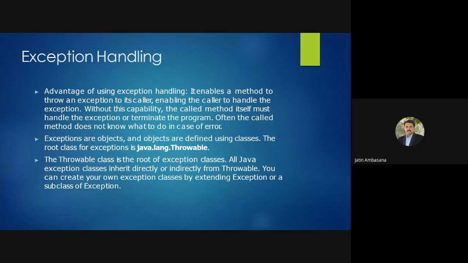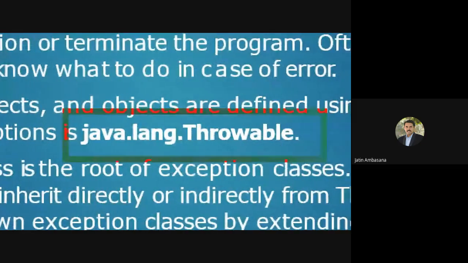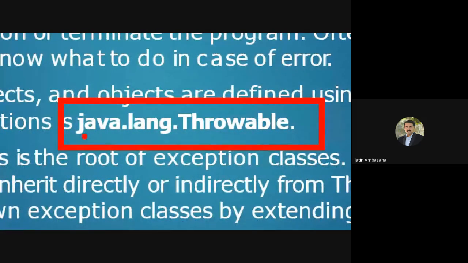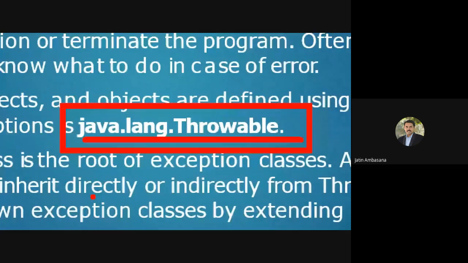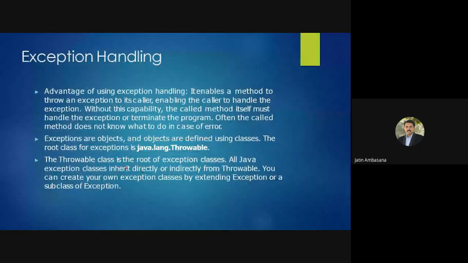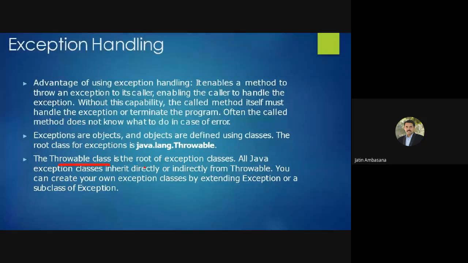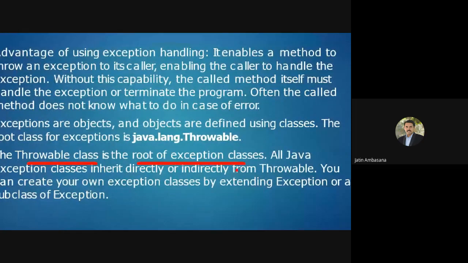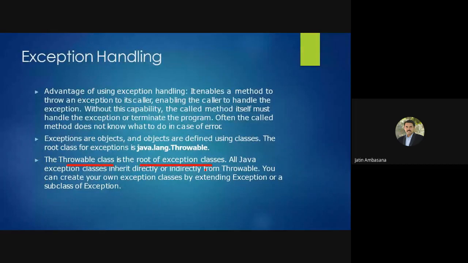Now see, exceptions are objects, and objects are defined using classes. So the root class for all the exceptions is the Throwable class, java.lang.Throwable. There is a hierarchy of all exception classes, in which the Throwable class is the root class, and all other Java exception classes inherit directly or indirectly from the Throwable class.